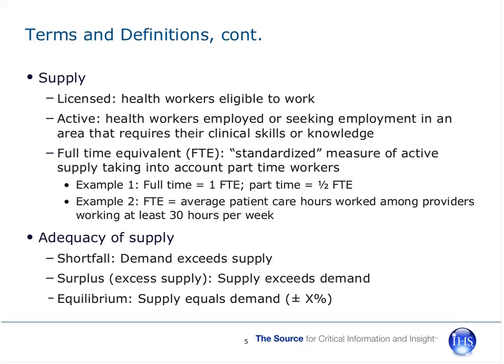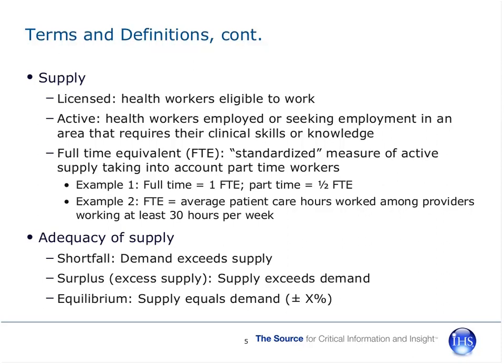More definitions here. On supply, we might talk about 3 different types of supply. There's the licensed supply, which is essentially people who are eligible to work. There's the active supply, and this would be people that are either employed or seeking employment in an area that would use their clinical skills and knowledge. So, for example, if we had a physician who left clinical practice and became a businessman, that person would not be considered active supply in the sense here.